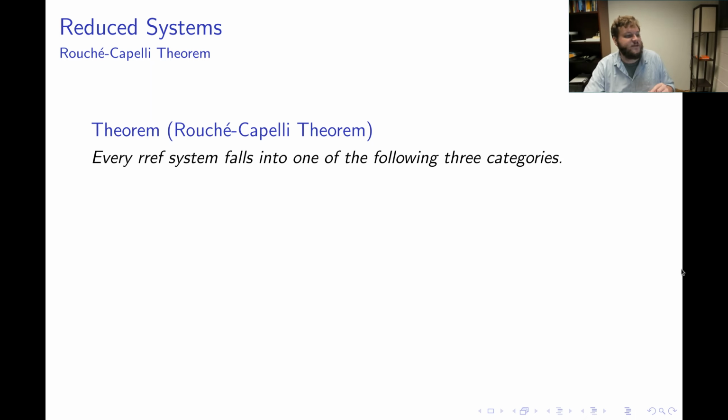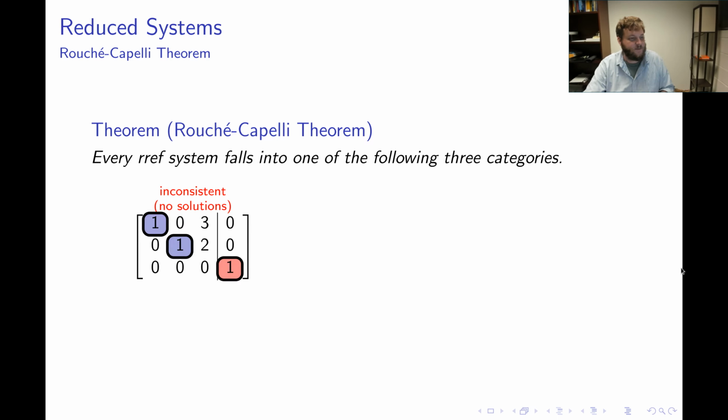The Rouche-Capelli theorem tells us that every reduced row echelon form system falls into one of 3 broad categories. The first category is the category of inconsistency. This is the situation where your system just has no solutions. And again, you can easily identify whether or not your system is inconsistent when you're in reduced row echelon form by checking whether or not there's a pivot in the augmented column.